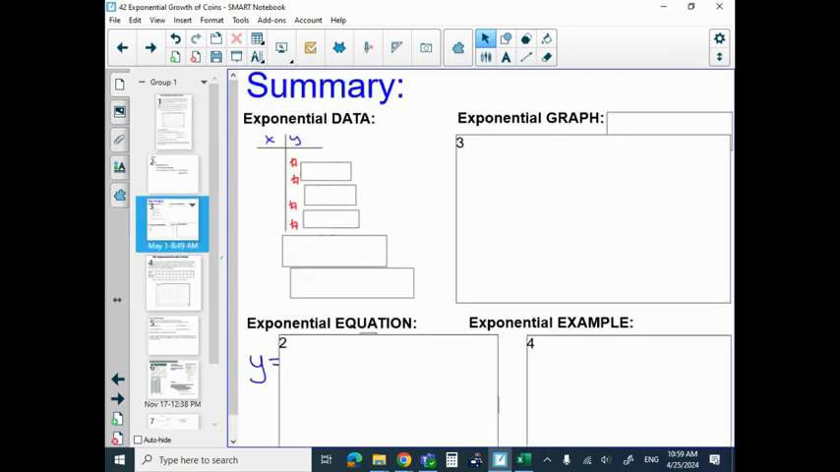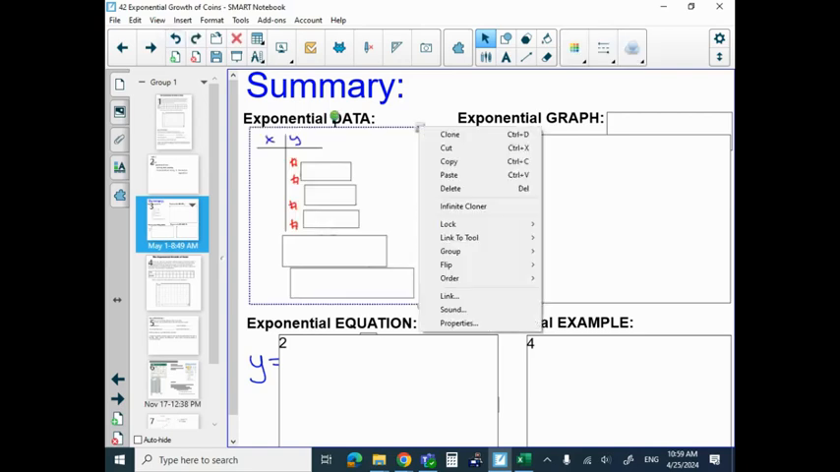So the summary, I'm going to look at what the exponential data looks like, what the exponential equation looks like, remind you of how we determined that yesterday in the previous lesson. And then we're going to look at what the exponential graph looks like and look at an example. All right, so the way the numbers look is simply that we'd have the numbers.